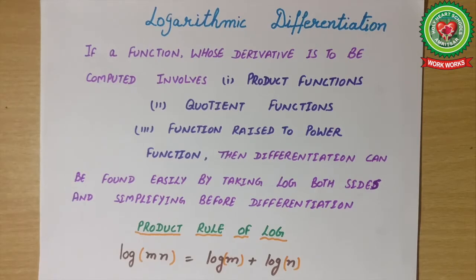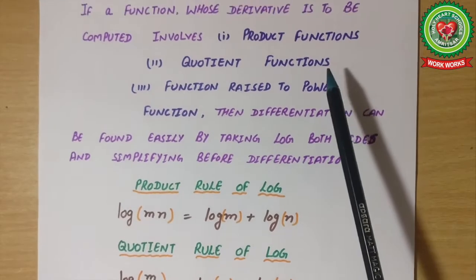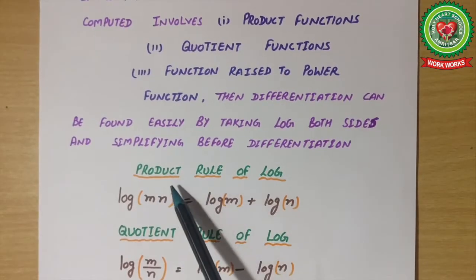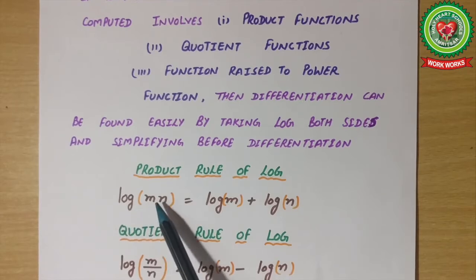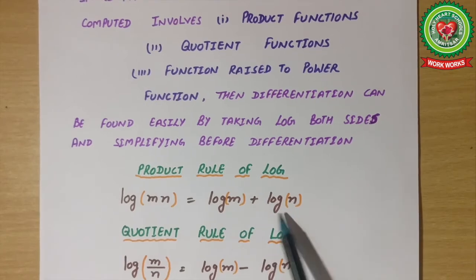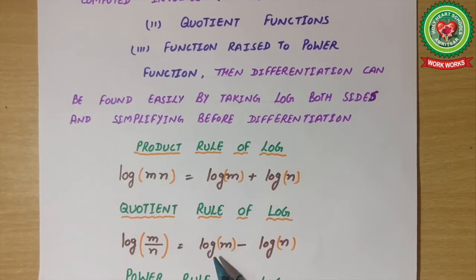Now, before starting this, let's discuss the rules of log which we have already done in 9th class. First is the product rule. If a product function is there, we need the product rule of log. Log of m into n, two functions in product form, is log m plus log n. Then the quotient rule: log of m upon n is log m minus log n.